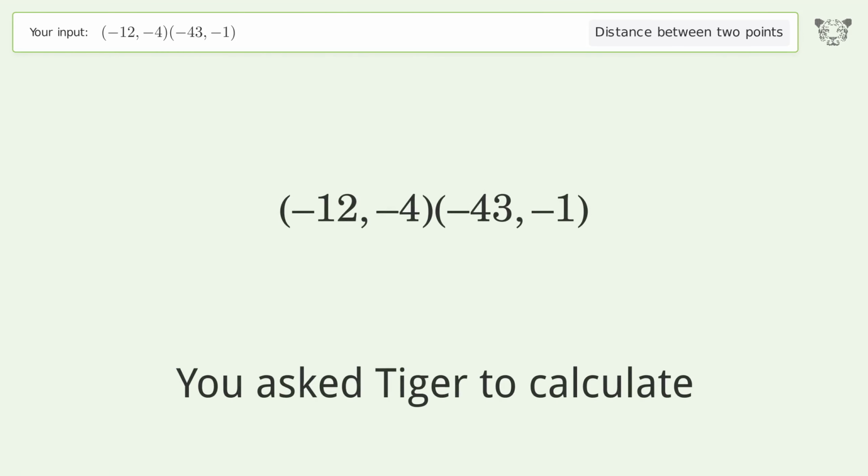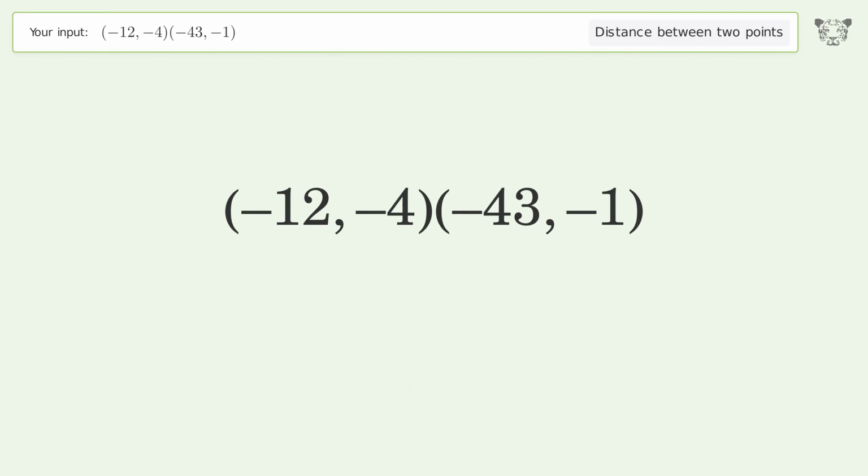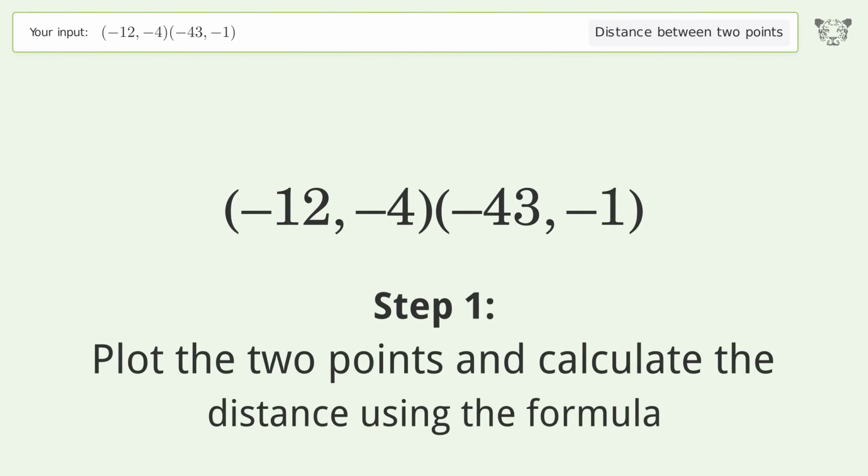You ask Tiger to calculate the distance between 2 points. The distance between the 2 points is the square root of 970, or 31.145. Let's solve it step by step. Plot the 2 points and calculate the distance using the formula.